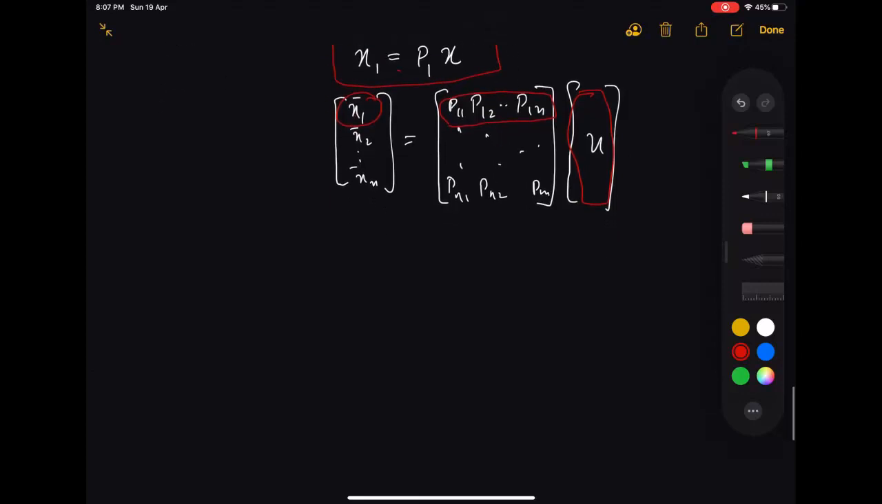Now please understand this equation. When you write x1 bar = P1 x, what are you writing? You're writing that this is a scalar, 1 cross 1. This is a row, right?